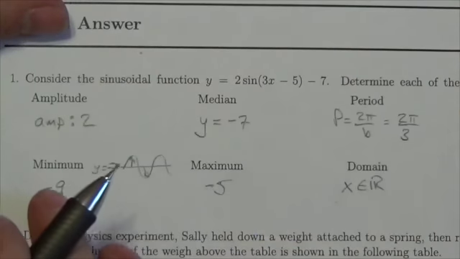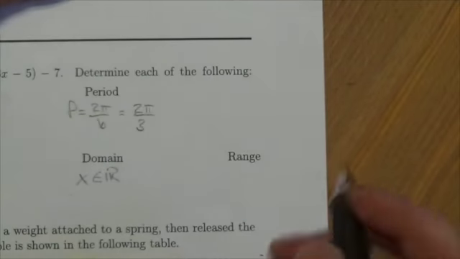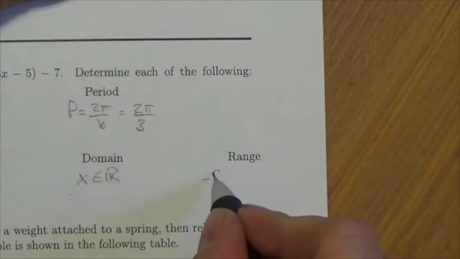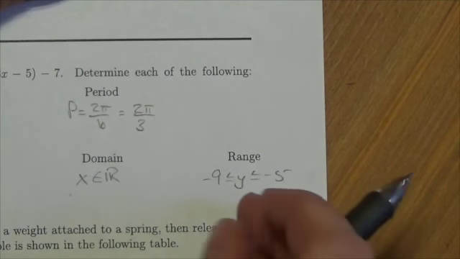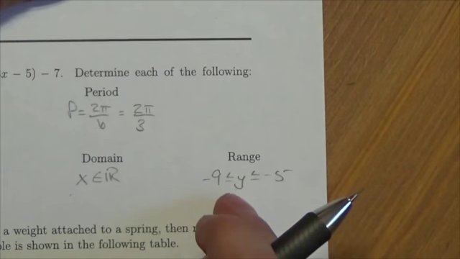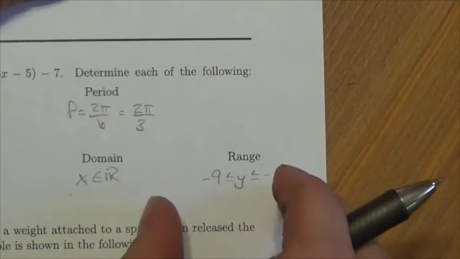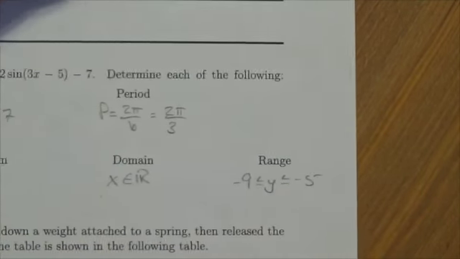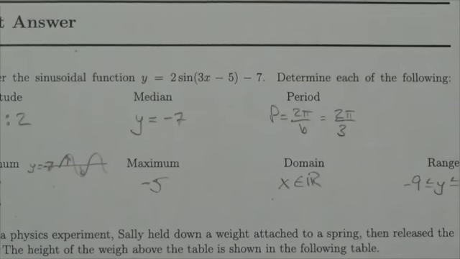Well, the range is linked to the minimum and maximum values. Okay, it's the y coordinate that goes between the minimum and the maximum values, and then we simply write less than or equal to, less than or equal to. So -9 is less than or equal to y, but at the same time y is also less than or equal to -5, so it's in between those two. And that's the range. And so that's everything that we're looking for in this particular question.